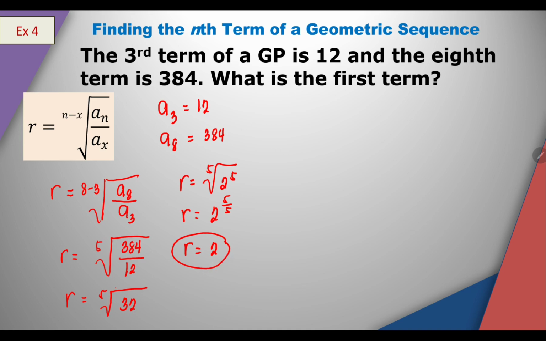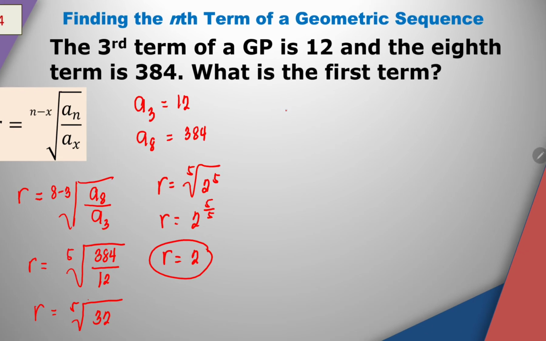Then it is your choice if you're going to make use of the derived formula, or you're going to go from the third term, go left to the second term, go left to the first term. Let's use the derived formula. And the derived formula is a sub n is equal to a sub x times r raised to the difference of n and x.